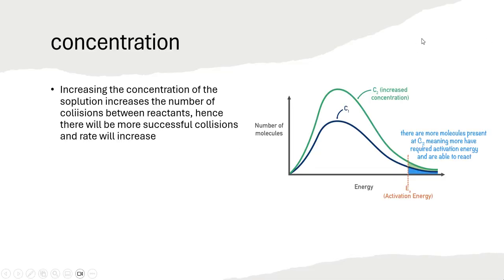Concentration. Increasing the concentration of the solution increases the number of collisions between reactants. Hence, there will be more successful collisions and the rate will increase. If you've got more collisions, then there will be more successful collisions because you're increasing the probability. Not by much here, but it is what it is. Because the graph doesn't shift necessarily here. It's still staying the same. But because it has a higher concentration, the graph is now taller and has more particles in that sense. So that's why it increases it a little bit above activation energy.